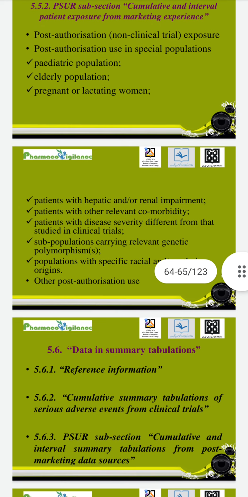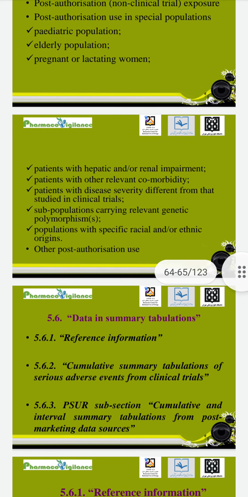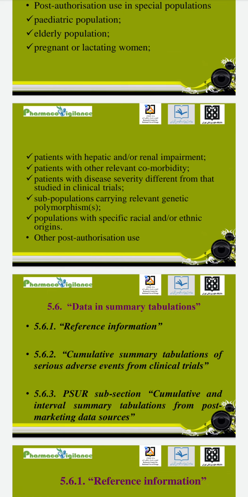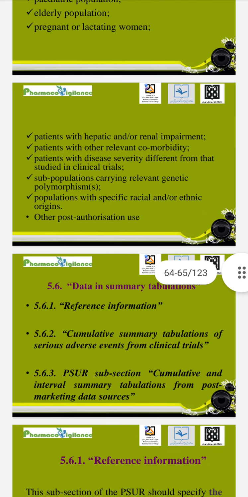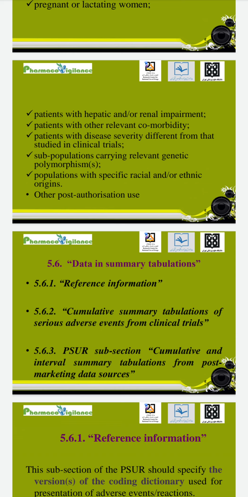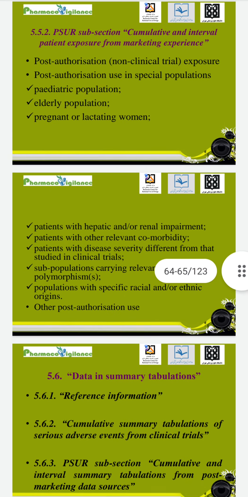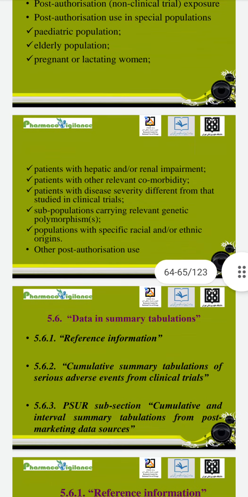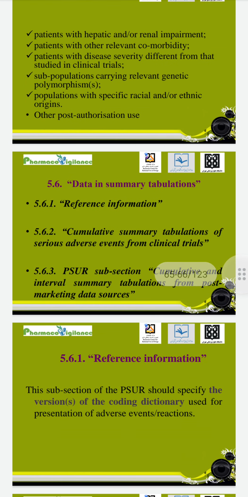We have patients with hepatic or renal impairment. In the marketing experience, we have patients with other relevant comorbidity, patients with disease severity different from that studied in the clinical trials, a subpopulation carrying relevant genetic polymorphism, and a population with a specific racial and/or ethnic origin. We have other post-authorization use also. In this case, we should have a PSUR subsection with data in summary tabulation.